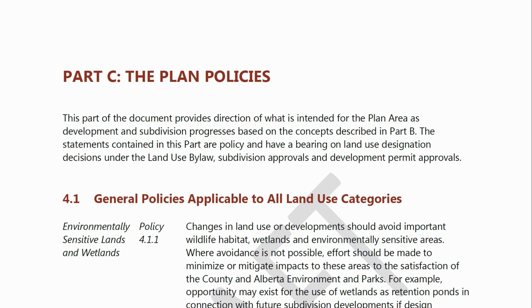Okay, so the next section we're going to walk through is Part C, the plan policies. Just a quick recap, Part A and Part B are about context to help understand the concepts and the background that went into creating the South Shore Area Structure Plan. And Part C are the policies and expectations that really form the crux of the plan.